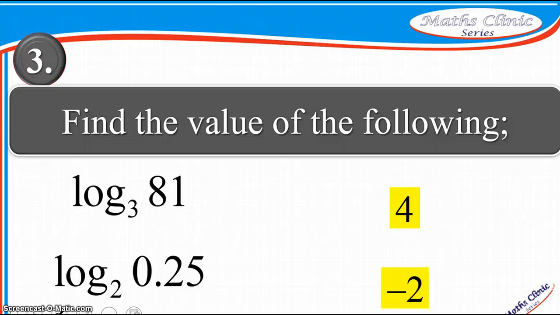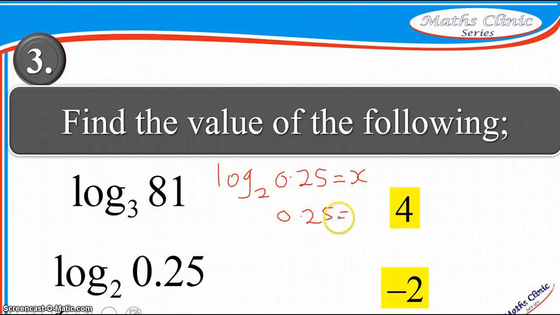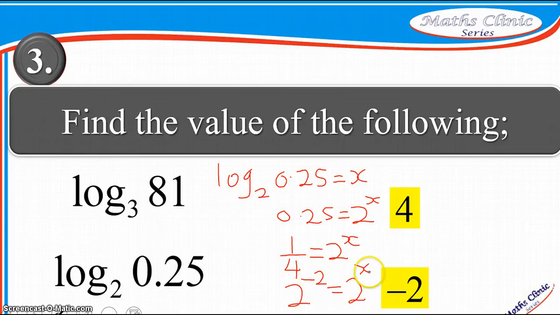How did it happen? You can just write once again log base 2 of 0.25 to be equal to something we don't know. We don't know the answer, so we let it be x. Now, per the definition, 0.25 will be equal to 2 to an exponent of x. All right. Again, we can change 0.25 to a fraction, and that will give us 1/4 is equal to 2 exponent x. And 1/4 is the same as 2 exponent -2, which is equal to 2 exponent x.